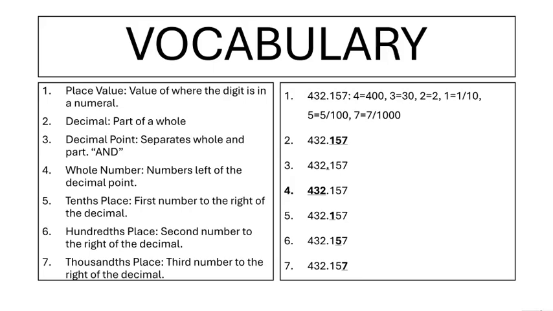Number 5 says tenths place, the first number to the right of the decimal. Number 6 says hundredths place, the second number to the right of the decimal. Number 7 says thousandths place, the third number to the right of the decimal. Remember to put a line underneath when you are done copying the vocabulary.